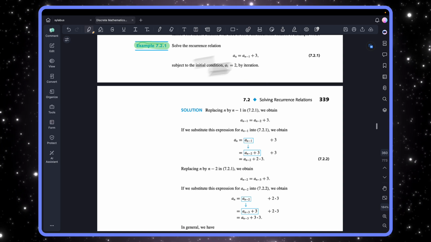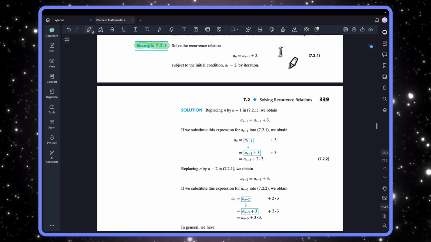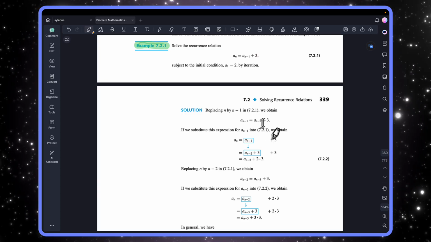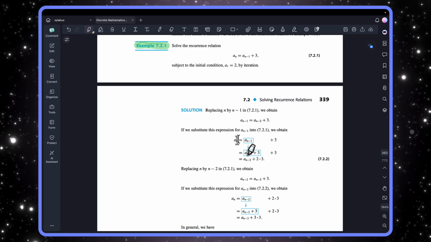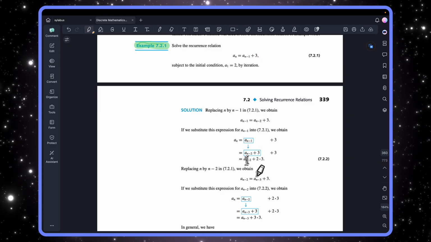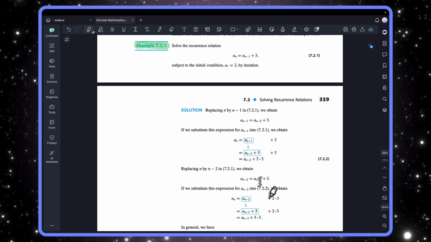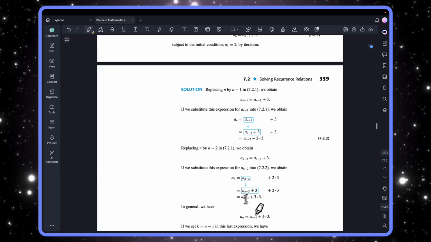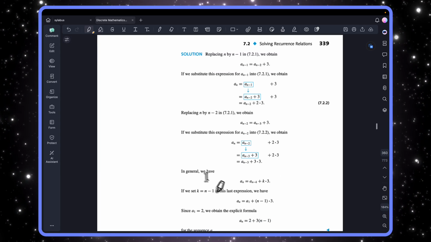And so we're going to use iteration. So we look at this and you just kind of mess around with this. If I plug in, I can realize that a sub n minus 1 is a sub n minus 2 plus 3. So if you take your formula for a sub n and insert that, then a sub n is a sub n minus 2 plus 2 times 3. If you repeat that again with this a sub n minus 2, you start to see a pattern emerging. You see that a sub n is also equal to a sub n minus 3 plus 3 times 3. So in general, we have this.